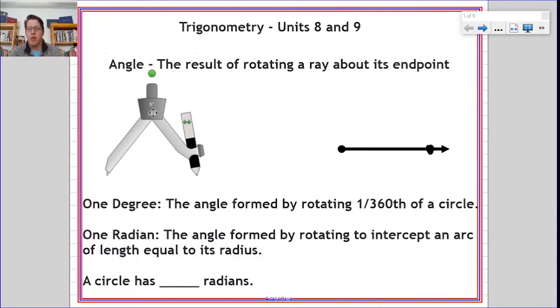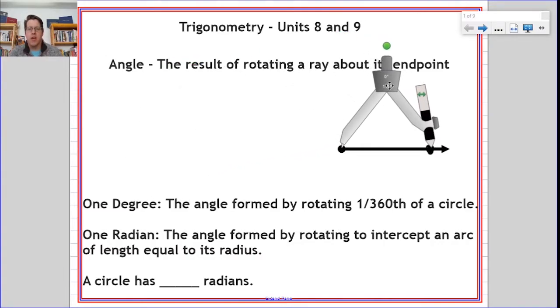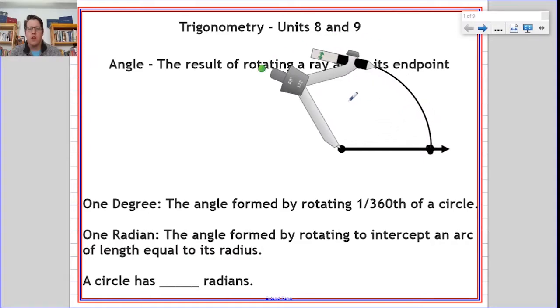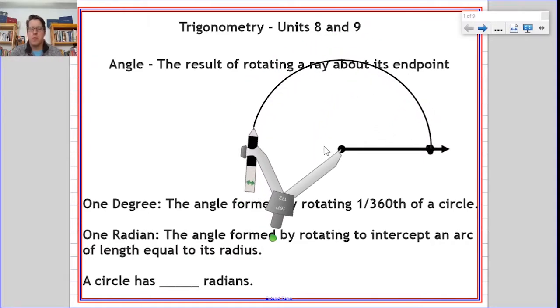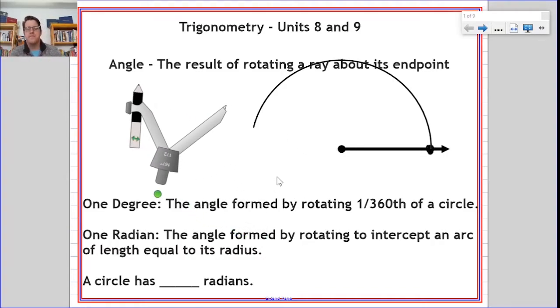Alright, the definition of an angle that we're going to use is the result of rotating a ray about its endpoint. So for example, if I were to take a compass and I were to start and I were to stop anywhere, that would be an angle. Now, one thing that we see from that is that an angle can be any number of degrees. A degree is the angle formed by rotating 1/360th of a circle. Why? Because we said so.